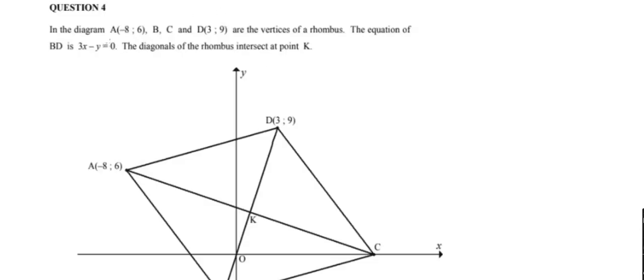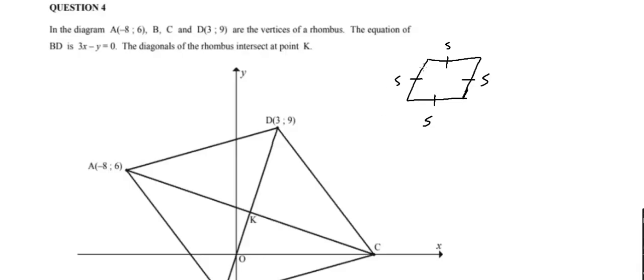In question 4 they say A with coordinates -8 and 6, B, C, and D with coordinates 3 and 9 are the vertices of a rhombus. Let's remind ourselves what a rhombus is. A rhombus is a skewed square. It looks like a square. It has some properties like a square. All sides are equal. Opposite sides are parallel. So side, side, side, side.